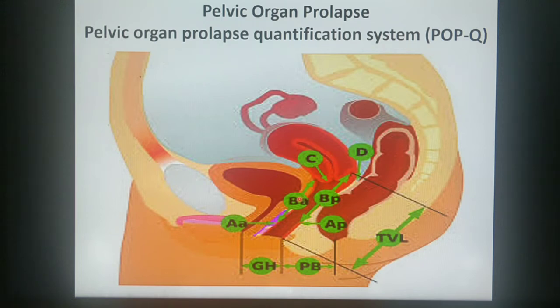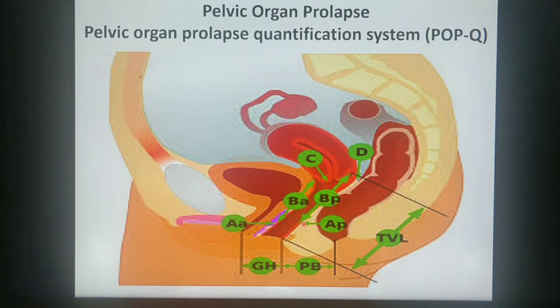Now come to point C. Point C is either the most distal, that is most dependent, edge of the cervix, or the leading edge of the vaginal cuff in hysterectomized women. So if she has undergone hysterectomy, C will be a point on the most leading edge of the vaginal cuff. Point D is a point on the posterior fornix in a woman who still has a cervix. Points AP and BP correspond to AA and BA on the anterior vaginal wall. BP is a point that represents the most distal portion of any part of the posterior upper vaginal wall between the vaginal cuff or posterior vaginal fornix and point AP.